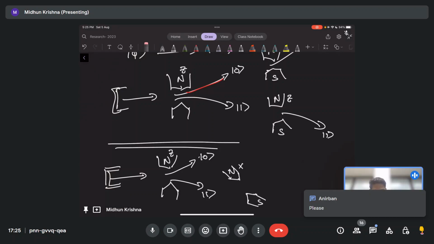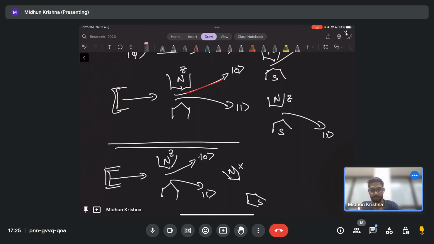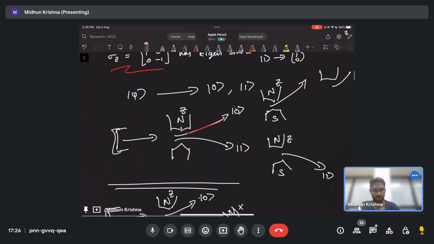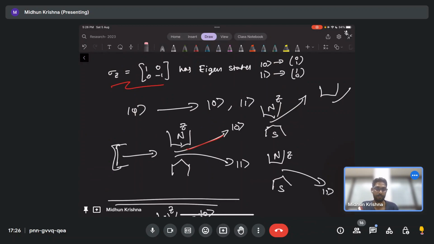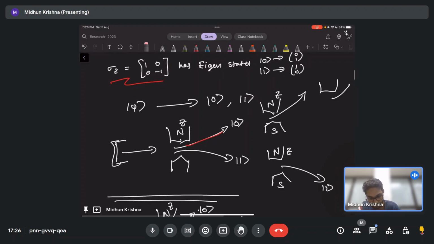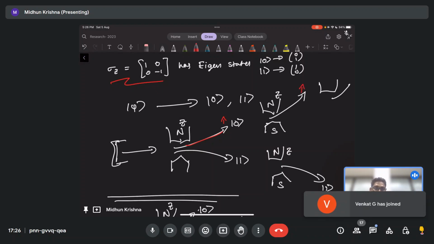Initially, we applied a magnetic field along the z direction, right? And we got 0 or 1. If I take any of these beams and apply a magnetic field again along the z direction, the beam that went up will keep on going up. What that means is this spin was in an up state. So when I apply the magnetic field again, since it's again an up state, it just goes up.